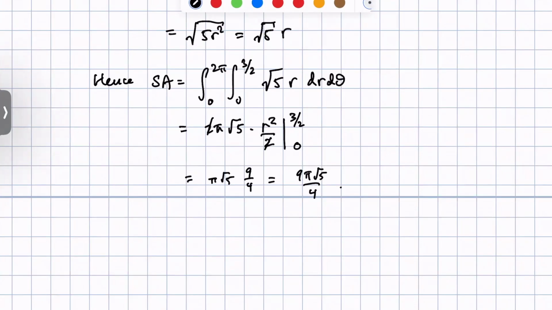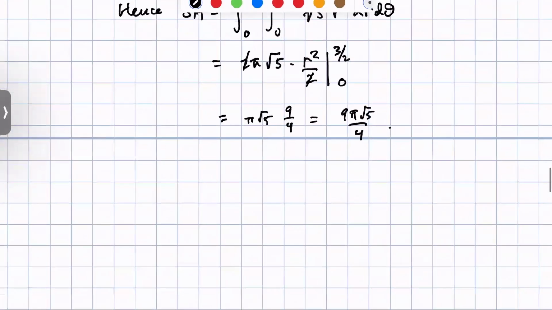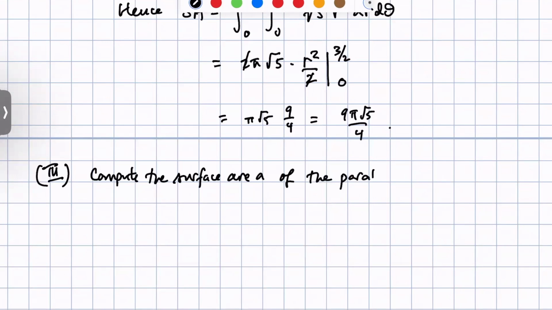All right, let's do one more example, and then we'll get into something slightly theoretical, just how we got this formula in the first place. So here's example 3. Similar to the last one, compute the surface area of the paraboloid given by z equals 2x squared plus 2y squared, under the plane z equals 5.